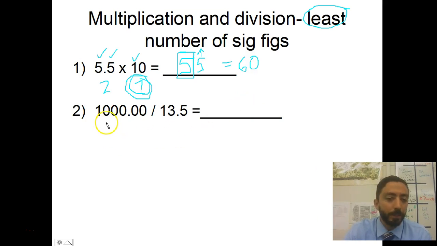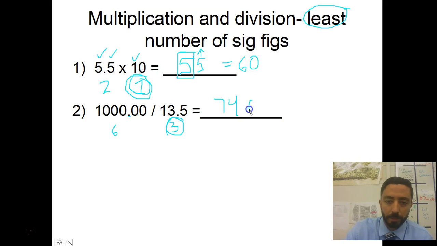For the next problem, we have a decimal place here, so all of my digits are significant. 1, 2, 3, 4, 5, 6 sig figs. My 13.5 has 3 sig figs. They're all non-zeros, and so my answer must have 3 sig figs in it. So we type this into the calculator. 1,000 divided by 13.5 gives me a number like this, 74.074 repeating. I'm only allowed to have 3 sig figs, so I'm going to keep the 7, I'm going to keep the 4. The 0 here after the decimal place is where I'm going to round to. It's followed by a 7, so I'm going to also round that one up. So this becomes 74.1 as my final answer.